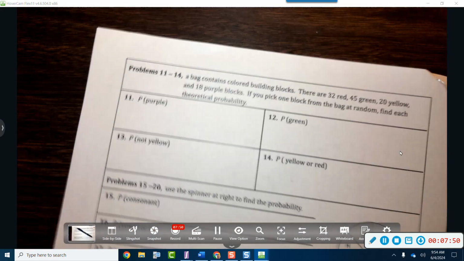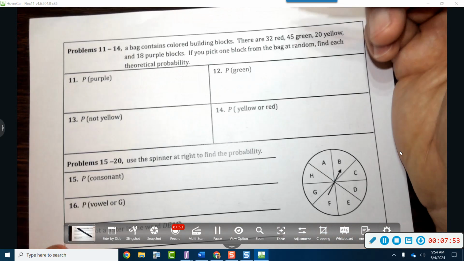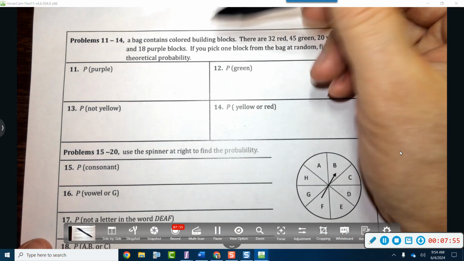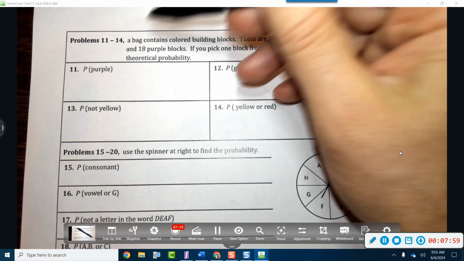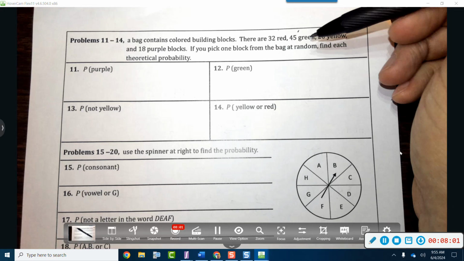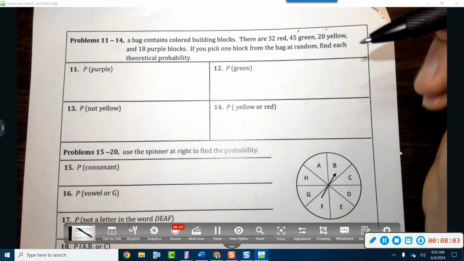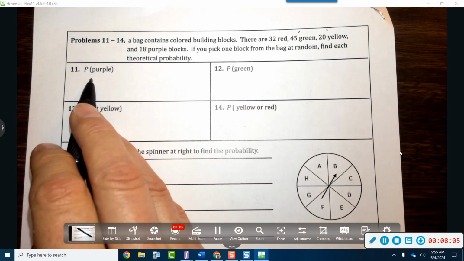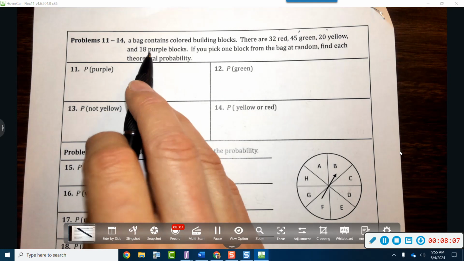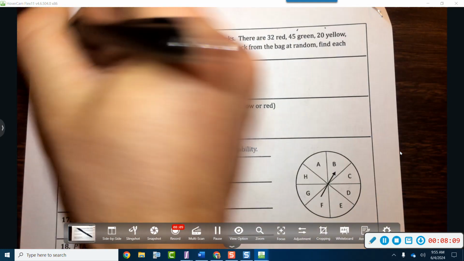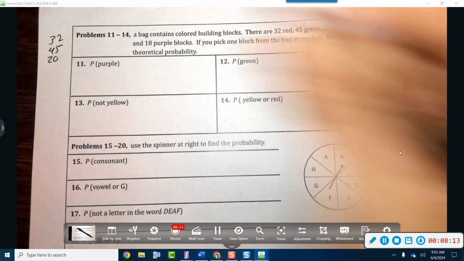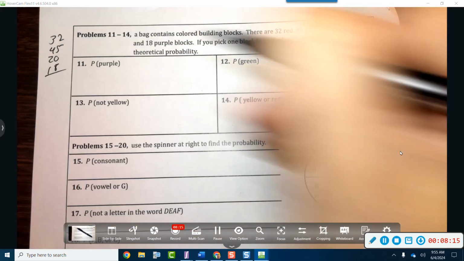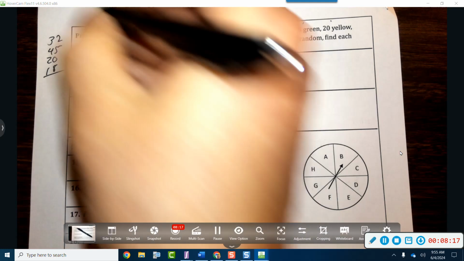All right. A bag contains colored building blocks. There are 32 red, 42 green, 20 yellow, and 18 purple. If you pick one block from a bag at random, find each theoretical probability. So the probability that you will draw purple would be 18 out of a total of 32, 45, 20, and 18.